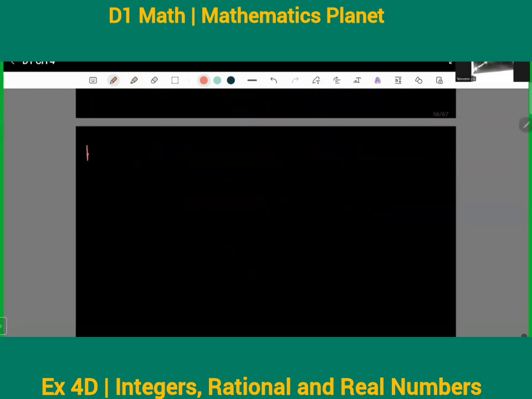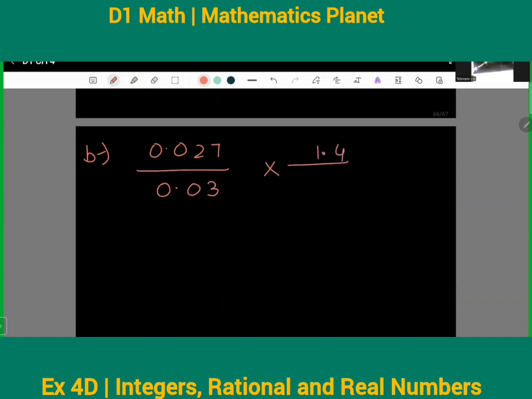Okay, let's see how we can do B part. It's 0.027 divided by 0.03 multiplied by 1.4 divided by minus 0.18. First of all, we need to make sure that the decimals come at the same places. In the numerator, the decimal is coming after 3 places, unit, 10, 100. So in the denominator, we should add a 0, so the decimal comes after the same number of places.